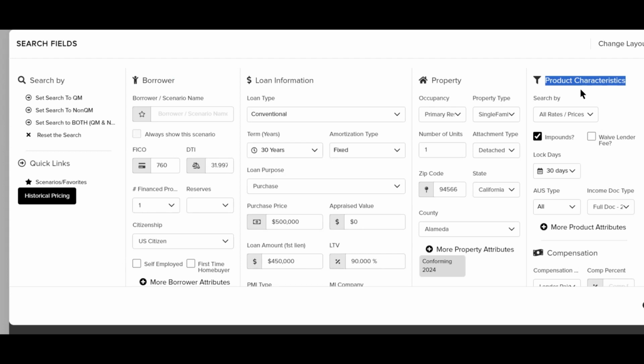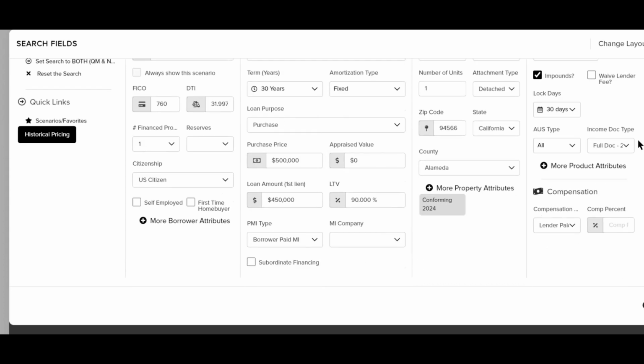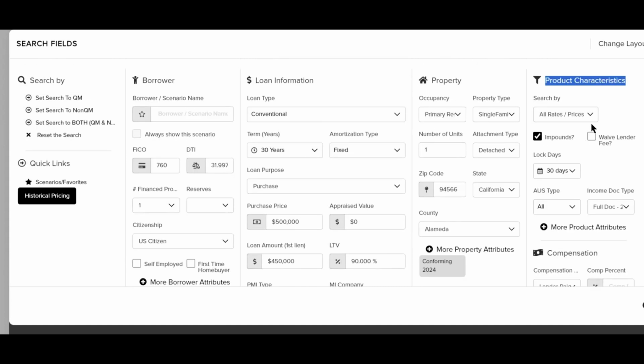So what that is, is how are you trying to search for this type of loan? Are you searching by price, by rate? And there's ways to do it. It automatically defaults to all AUS types. Again, I wouldn't limit yourself by saying, hey, I only want to look at Fannie or only Freddie or whatever. Just keep it at all and then worry about it later, okay? So if you're doing impounds, you can click that. If it's not a 30-day lock, obviously you can change that.